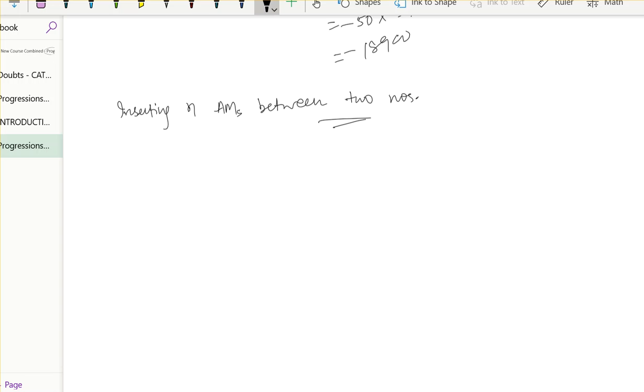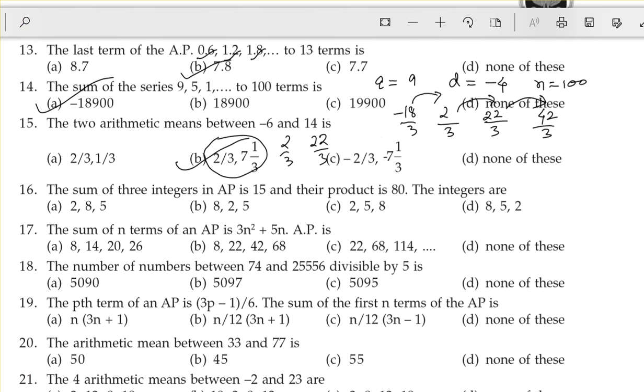Okay. Sir, what is the meaning of an arithmetic mean between two numbers? You have to simply understand this. See, this is the first number, this is the second number. We are inserting two arithmetic means between these numbers. That simply means that when these numbers are put between these two numbers, then the entire sequence formed, the sequence of these four numbers, will be an AP.